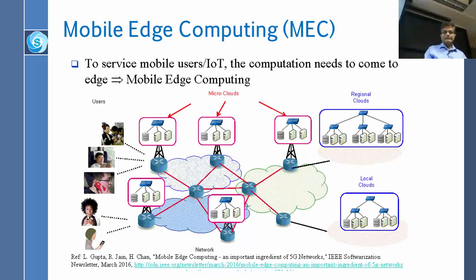Then the third concept is MEC, mobile edge computing, is that every user needs computing to be done, and cell phones in particular. So why don't we bring it to them rather than everybody going to the cloud, which is far away? So they will put a cloud on every tower.